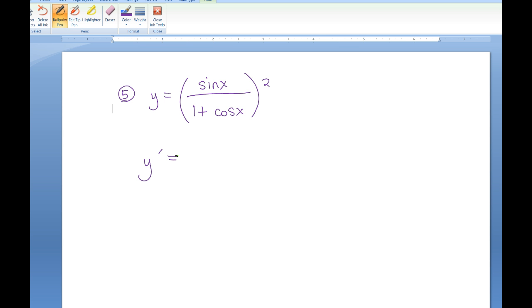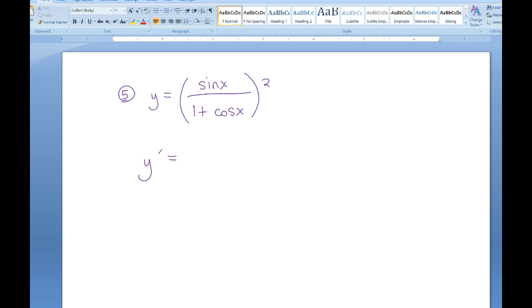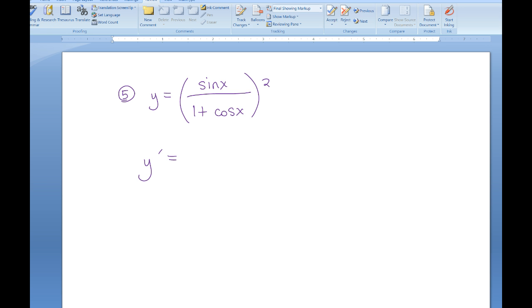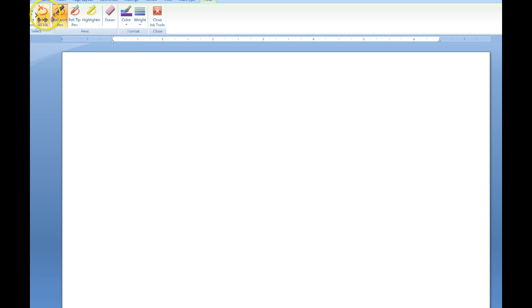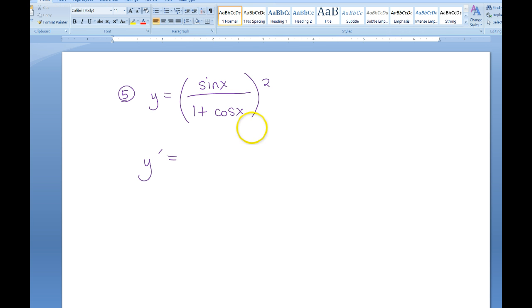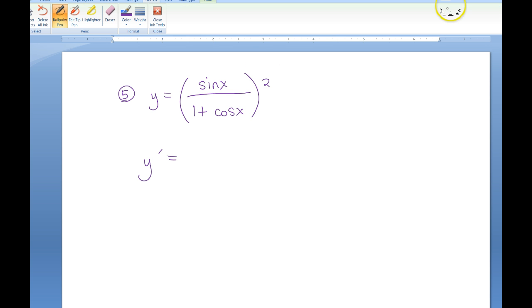So think about this: it is a chain rule with a quotient rule inside. Can you label what to do, like you did before? In this case, there's really only number 1, and then 2 is quotient rule.